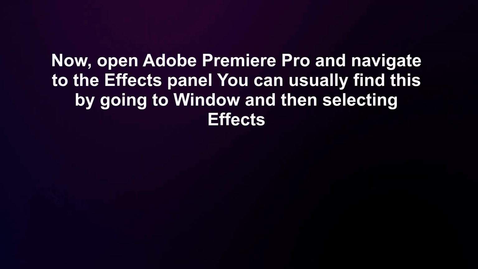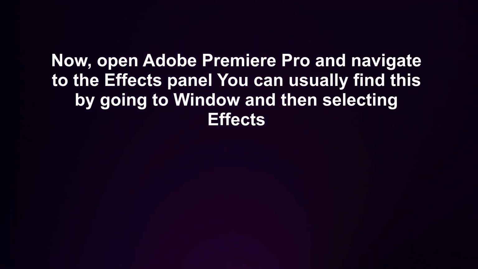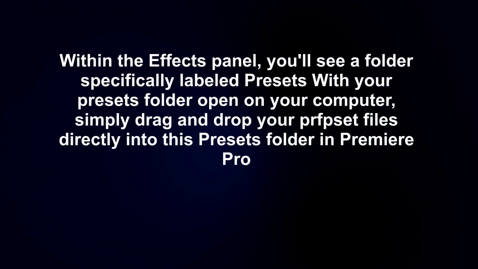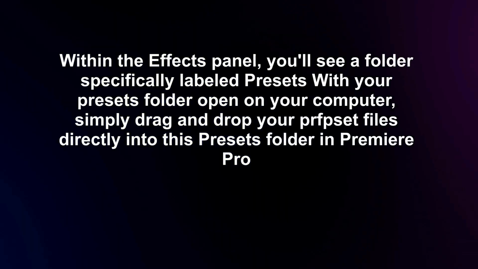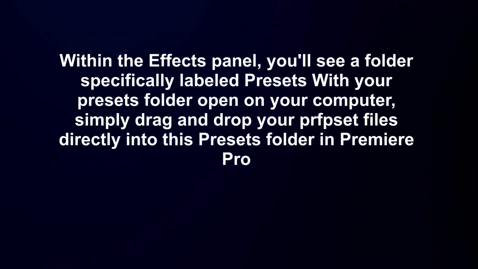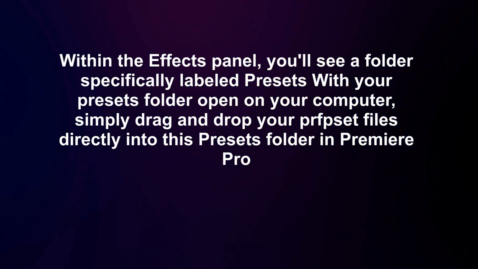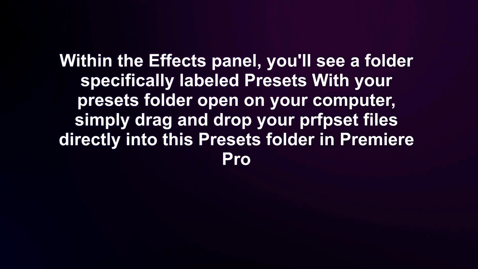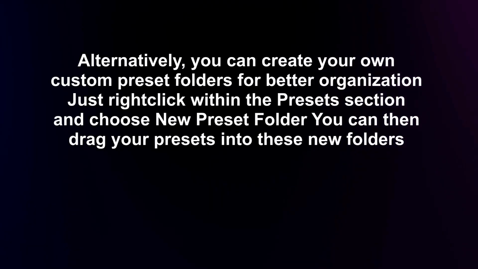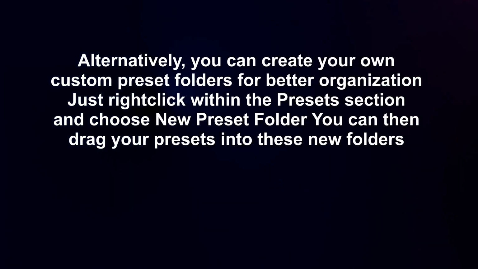Now, open Adobe Premiere Pro and navigate to the Effects panel. You can usually find this by going to Window and then selecting Effects. Within the Effects panel, you'll see a folder specifically labeled Presets. With your Presets folder open on your computer, simply drag and drop your preset files directly into this Presets folder in Premiere Pro. Alternatively, you can create your own custom preset folders for better organization.